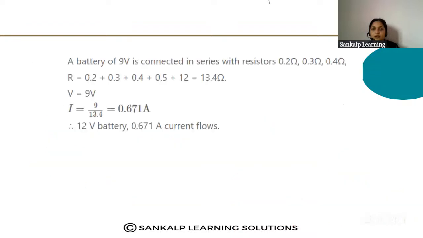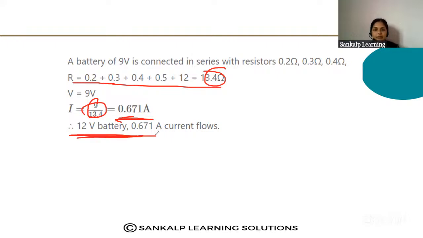You can solve the question like this also. The total resistance is 13.4 ohm and I is equal to V by R, that is 0.671 ampere from the 9 volt battery. So this is the correct answer.